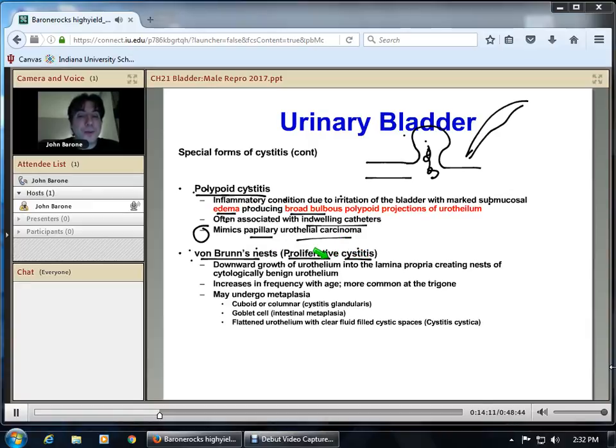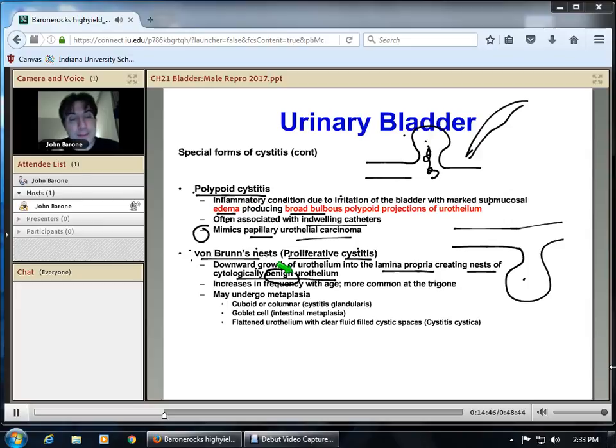So inflammation, but with proliferation of the urothelial lining. When it proliferates, it grows down. It grows downwards. So here's my epithelial layer. And then this area starts to proliferate and grows down. So you'll see these nests of normal mucosa down in the submucosa, lamina propria. So it's basically downward growth of urothelium into the lamina propria. And it's just these nests of benign appearing urothelium. Now this is the key word here, benign appearing epithelium.